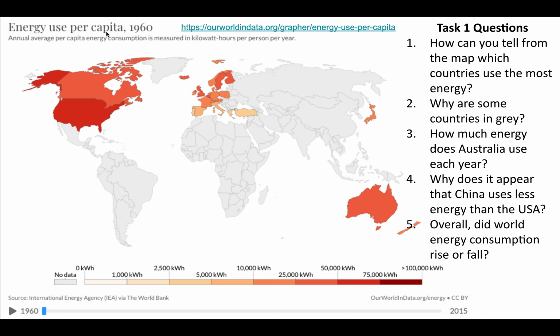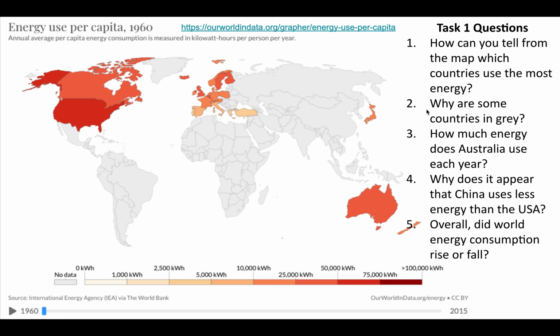Hope you know what per capita means. See if you can remember. Okay, it means per person. So per capita, and we're saying per person per year, effectively. So per capita refers to per person.